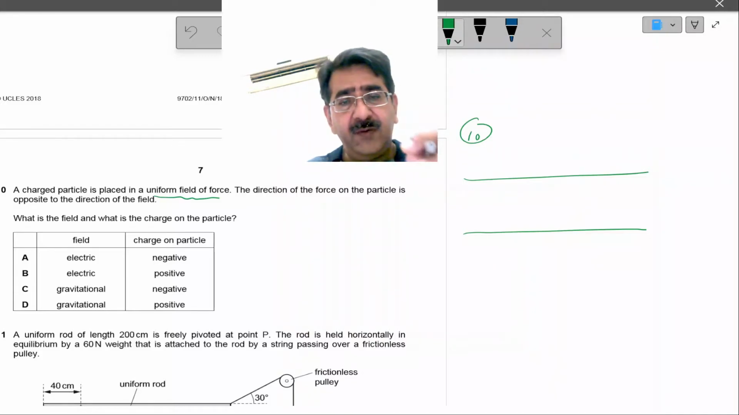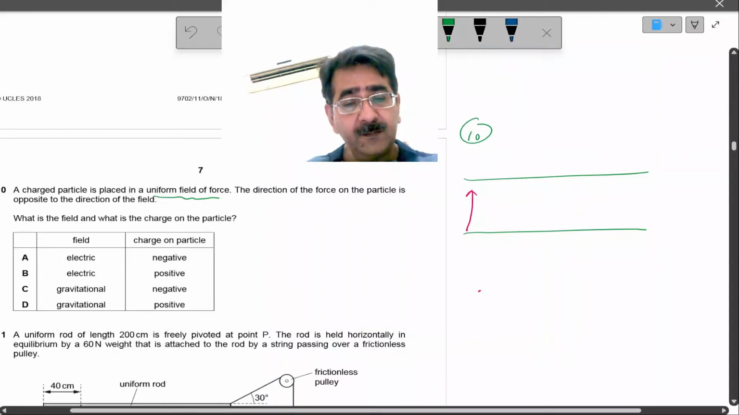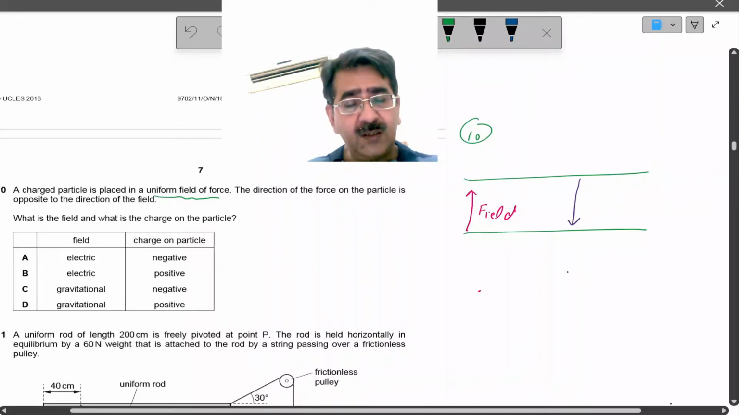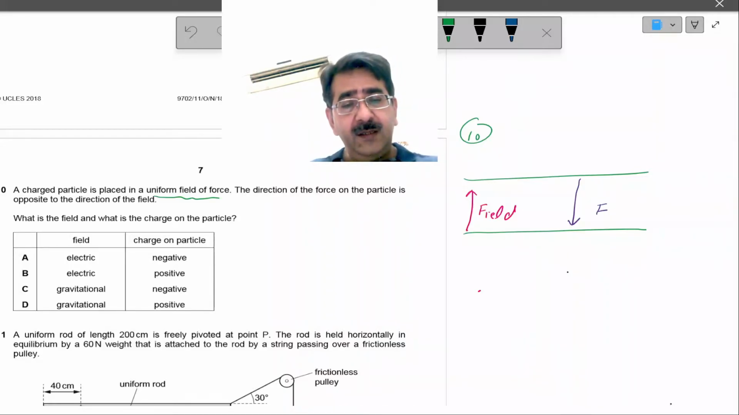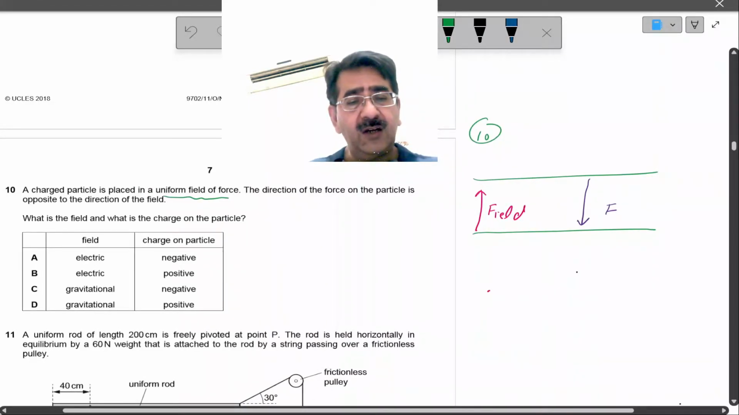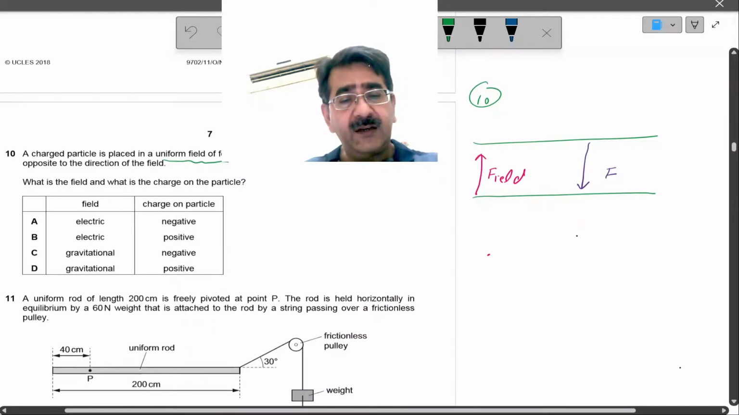For example, if the direction of the field is upward, then the direction of force on the particle, that is a charged particle, is opposite. Because it is an electric charge particle, the field will be an electric field.